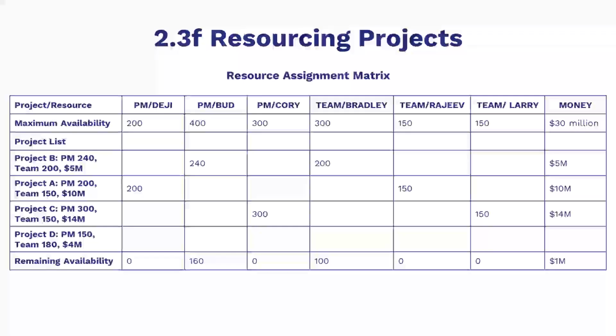The table in the slide shows the same 4 projects and choices of project managers, team members, and the budget for each. Note that while there is enough project manager time to start all 4 projects, there is neither enough team member time nor enough cash. Therefore, only 3 projects can be started.